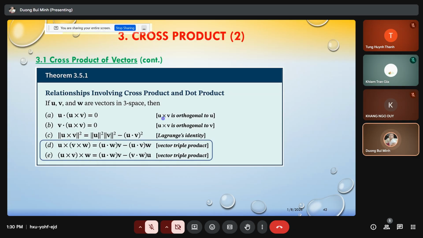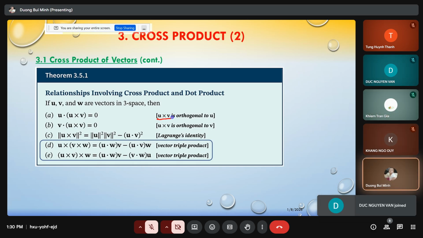So, look, we have U cross V. Okay, U cross V is orthogonal to U. We say orthogonal, or we say it's perpendicular. Then when we take the dot product, you get 0 because they are perpendicular to each other. Okay. And similarly, this one you get 0.